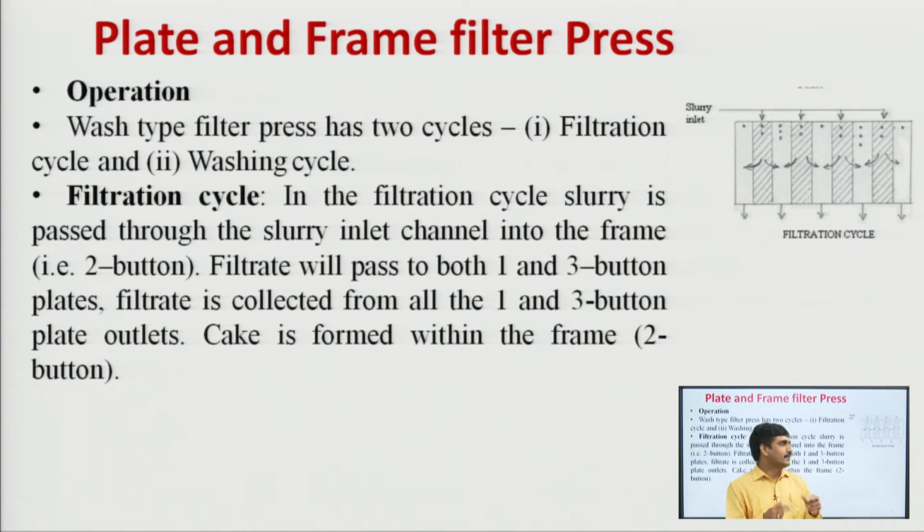From frame, it is again, you see in the diagram, the 2 button indicates frame. From frame, the liquid is moving towards the plates which is attached on both the sides of the frame. Okay. So, the filtrate is collected into the plate 1 and plate 3. So, from both these two plates, the filtrate we are collecting after filtration process, and the cake is formed within the frame, that is 2 button.